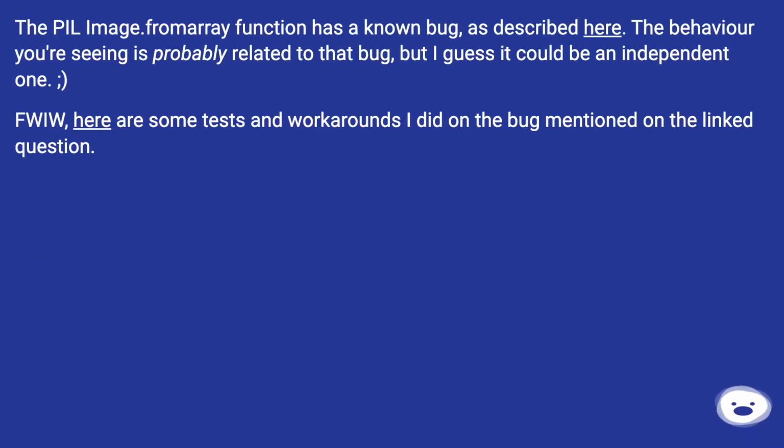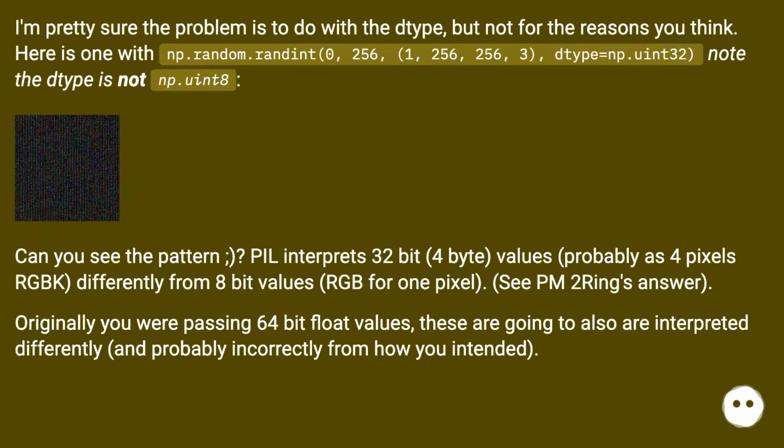The PIL.Image.fromarray function has a known bug, as described here. The behavior you're seeing is probably related to that bug, but I guess it could be an independent one. Here are some tests and workarounds I did on the bug mentioned on the linked question. I'm pretty sure the problem is to do with the type, but not for the reasons you think.